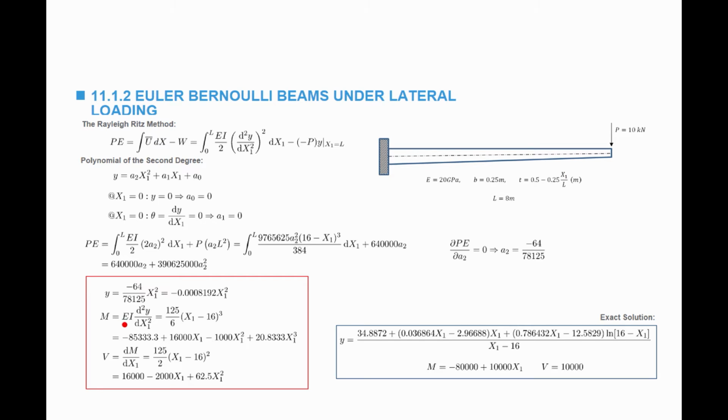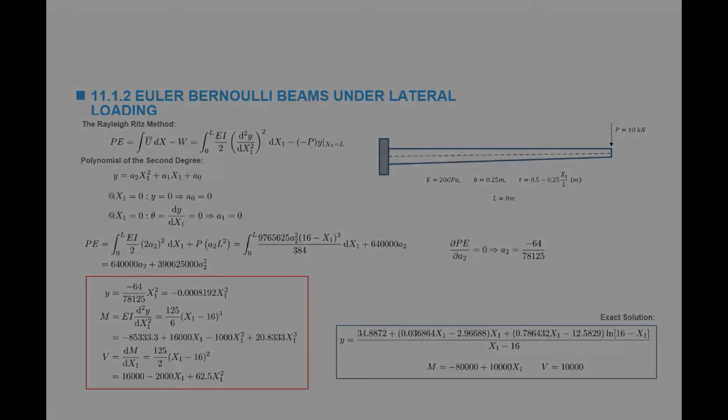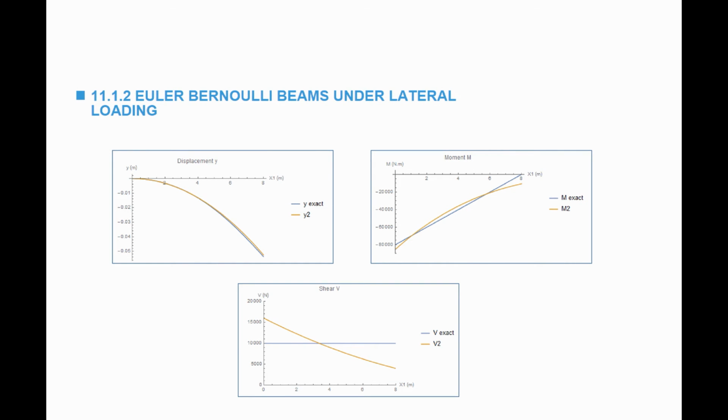The moment is equal to EI multiplied by the second derivative of y, so we end up with this equation for the moment, and for the shear, we end up with this equation for the shear. And you can see that this approximate solution is really far from the exact solution. So let's see what they look like if we plot them together. You can see that this quadratic displacement is actually not so bad when I compare it with the exact solution. So the displacements are actually very close to each other, the exact versus the quadratic displacement.